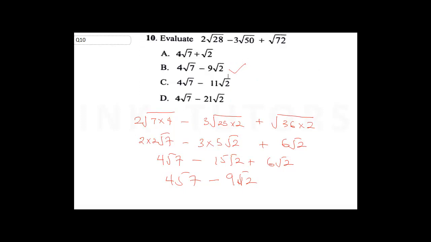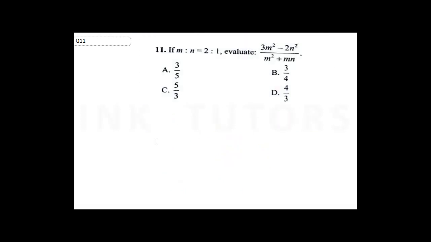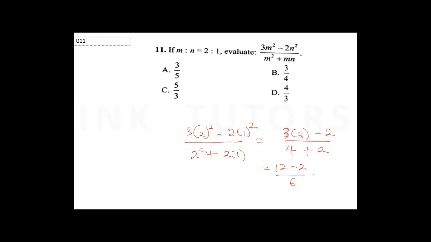So question 11 says if m ratio n is 2:1, all you do is put in the values of m as 2 and n as 1. So that's 3 squared minus 2 raised to power 1 squared all over 2 squared plus 2 times 1. So this would be 3 times 4 minus 2 all over 4 plus 2. 3 times 4 is 12 minus 2 all over 6. This is 10 over 6. Reducing this fraction, divide by 2 both sides. That's 5 over 3. So our correct answer is C.